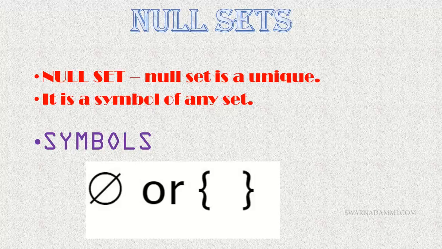Null sets. A null set contains no elements. That is unique. Such a set is called an empty set as well. There are two symbols to describe null sets.